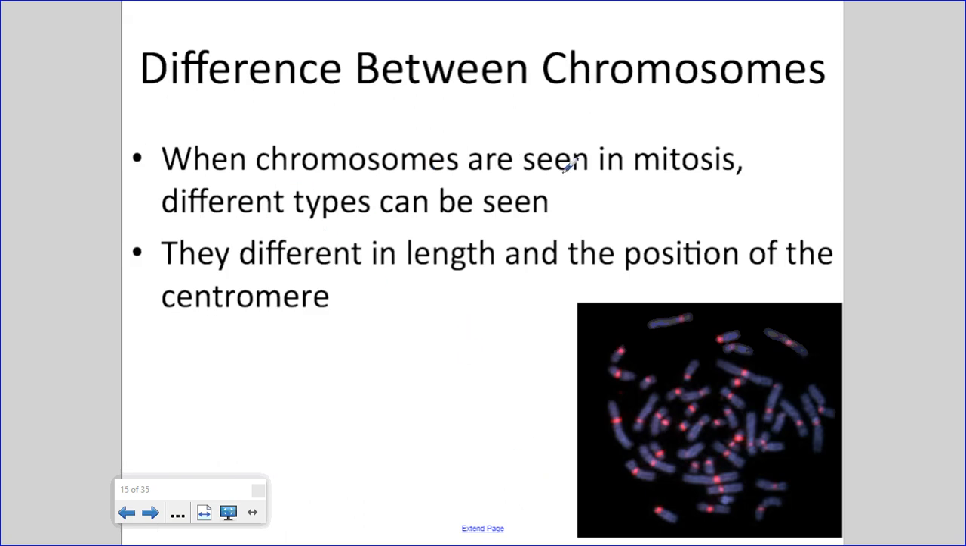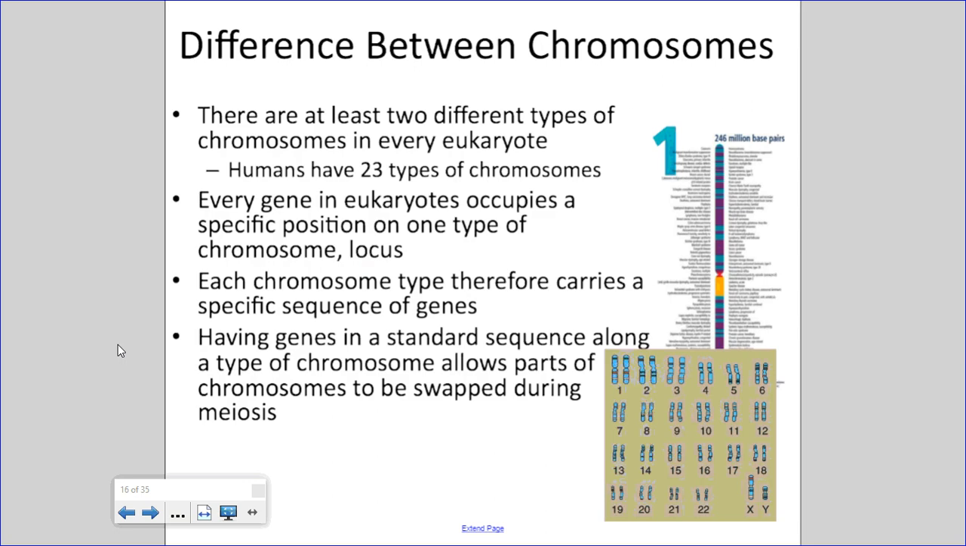When chromosomes are viewed during mitosis, many different types of chromosomes can be seen. These different types of chromosomes will differ in length and the position of the centromere. And there are at least two different types of chromosomes in every eukaryote. Every human has 23 different types of chromosomes, and they have two of every type of chromosome. Therefore, in total, they have 46 chromosomes.